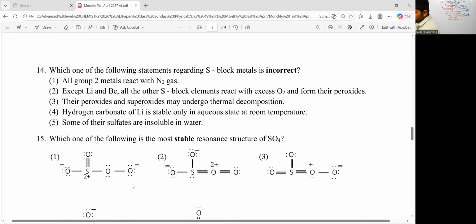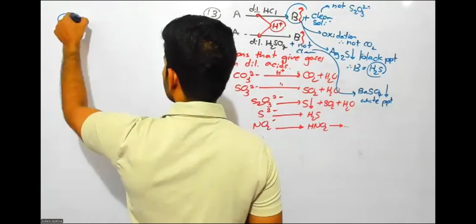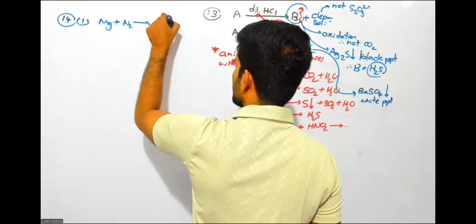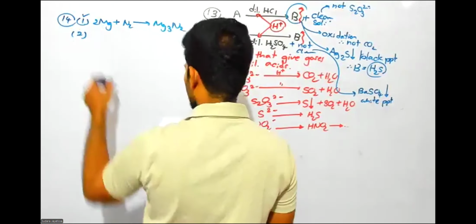All the group 2 metals react with nitrogen. That is true. All group 2 metals react with nitrogen. You can put one example: magnesium reacts with nitrogen to form magnesium nitride. That is correct. Look at the second statement.